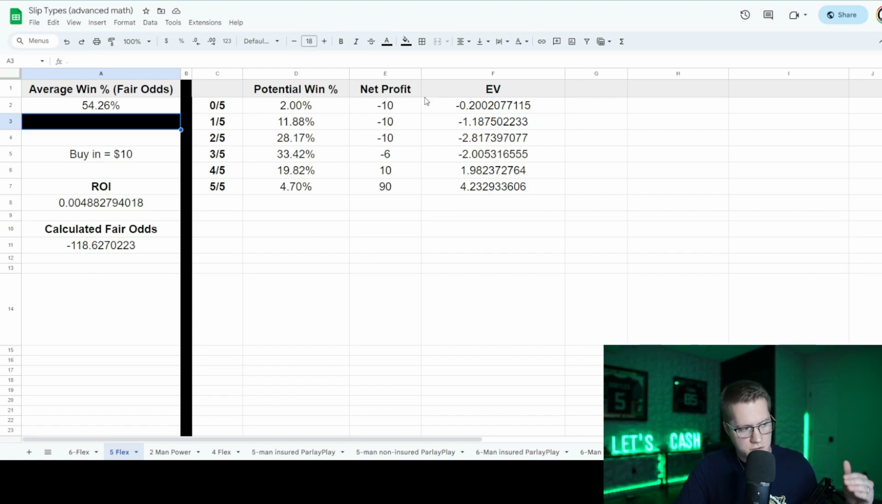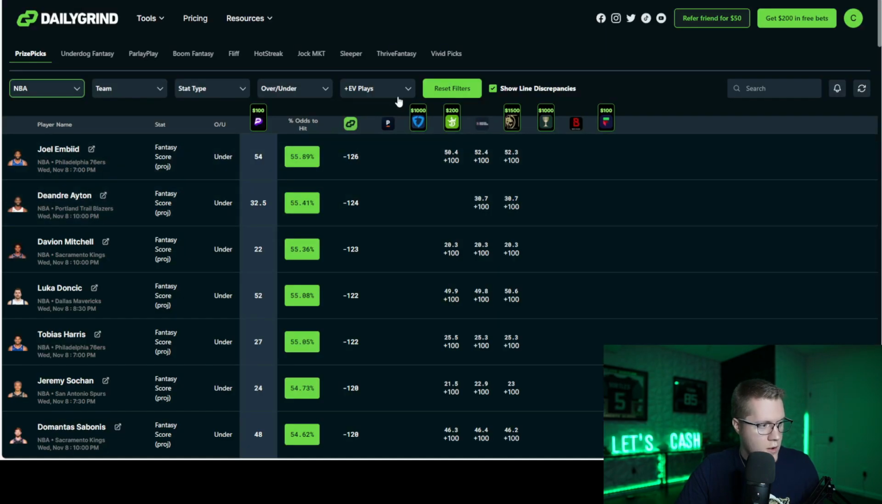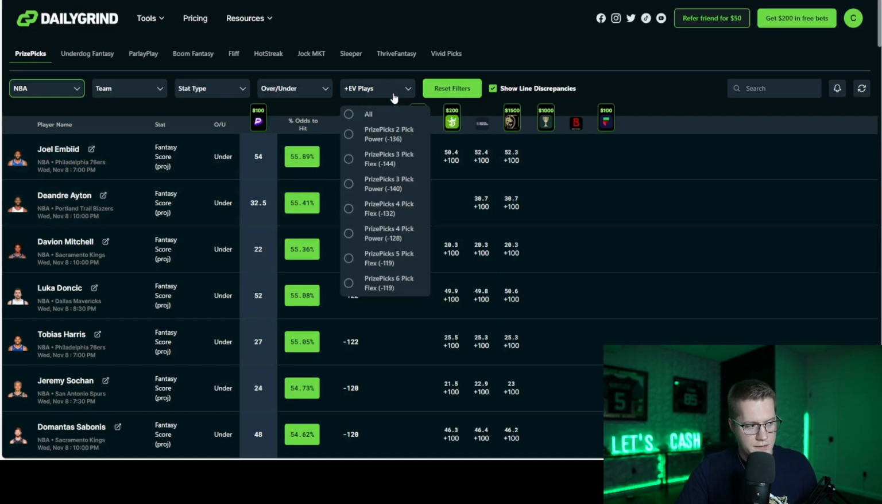Hopefully that makes sense, because they're showing the EV that you get per leg at this 54.26% hit rate here, as opposed to a 2-man power, where if we're hitting at 54.26%, we're losing money long term, and quite a lot actually.